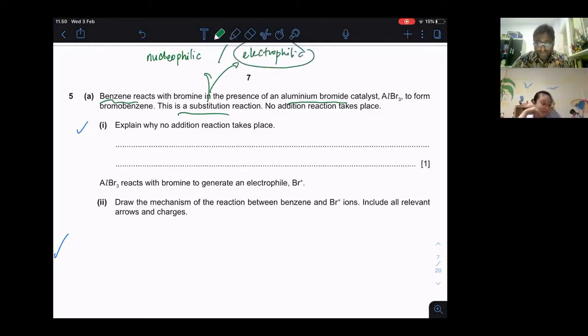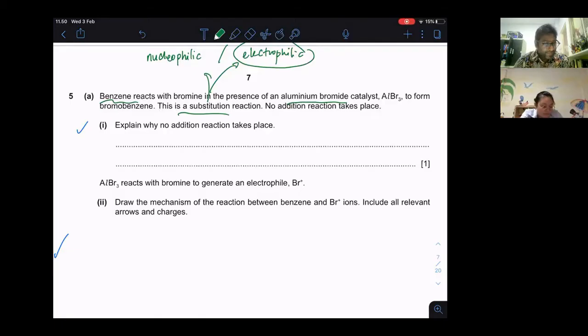Have double bond. No, don't actually think about double bond. In benzene there is no double bond. We always think that the benzene ring has delocalized electrons, so it is rich in electrons and has a high density of electrons. Electrophiles love electrons, so they will go there. That's why it's called electrophilic substitution.